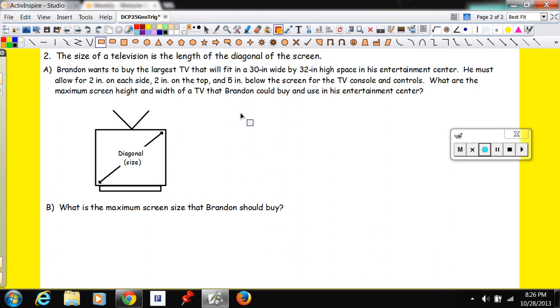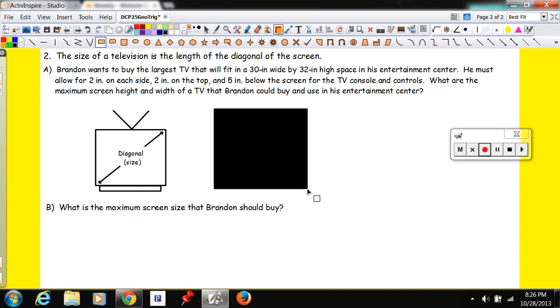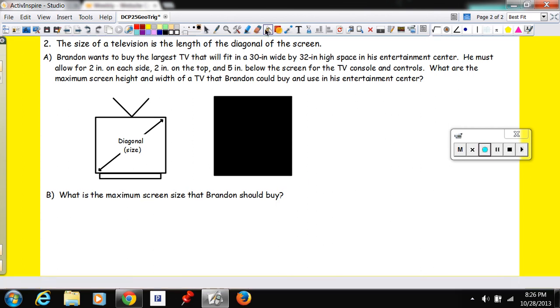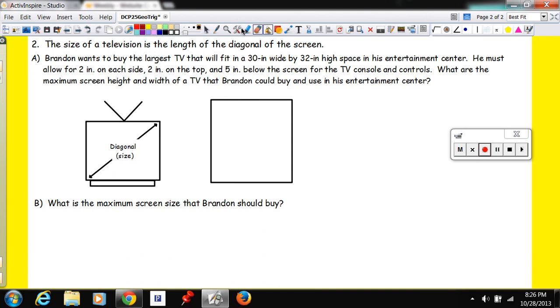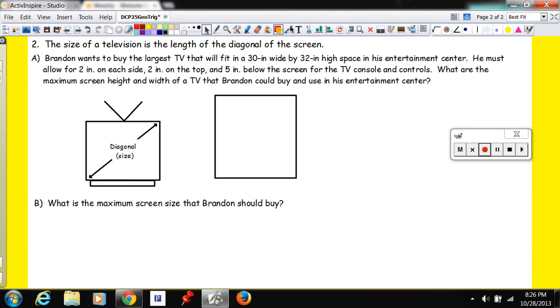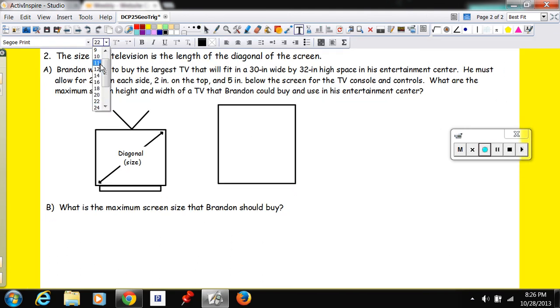So let's draw that. It's almost a square. It's 30 wide and 32 high. So it's 32 this way and 30 this way. It says that he needs to allow 2 inches on each side, 2 inches on top, and 5 inches below the screen for the TV controls and console.